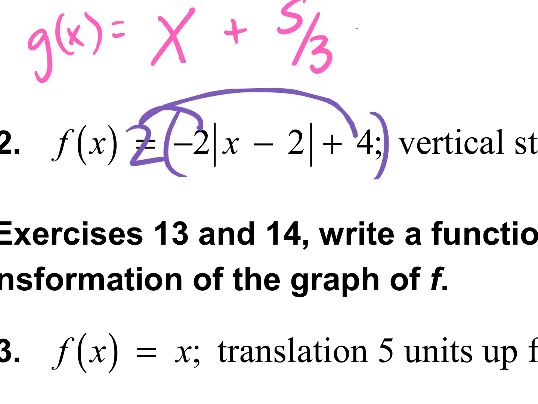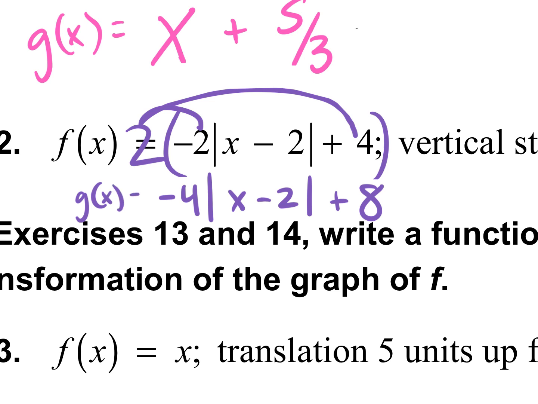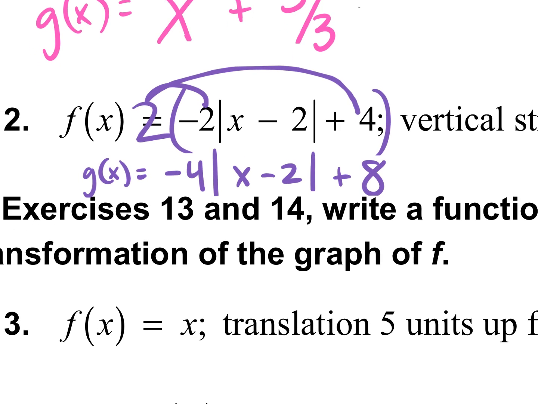Awesome. Remember, our absolute values act as brick walls. We can't distribute inside of them. So we just leave it outside. If you have a transformation happening inside your absolute value, you can put a transformation in there. But if you're distributing, you want to leave it outside. So this would be negative 4 times the absolute value of x minus 2 plus what? 8. Perfect.